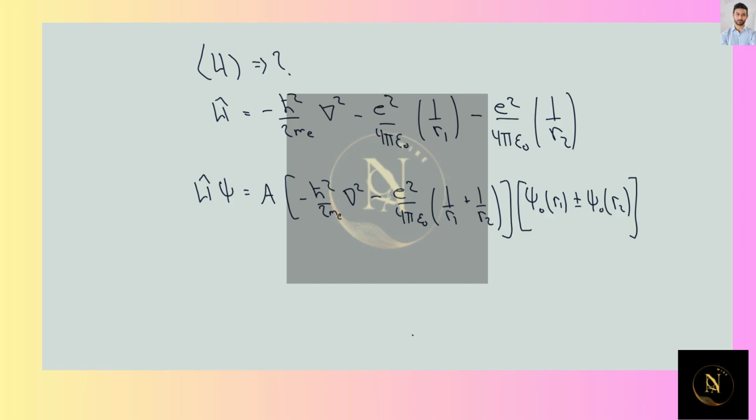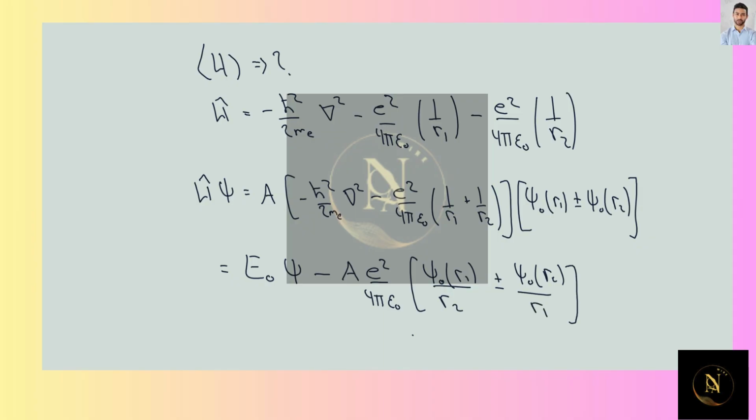Now the only thing that is going to change are the results when you combine r1 with the potential of r2 and vice versa. Thus, what we're going to get from this is the ground state energy times my wave function, minus 8 times e² over 4πε₀ of φ0 corresponding to r1 divided by r2 plus or minus φ0 of r2 divided by r1. And now this result we can write in terms of two different quantities, which we're going to call D and J.